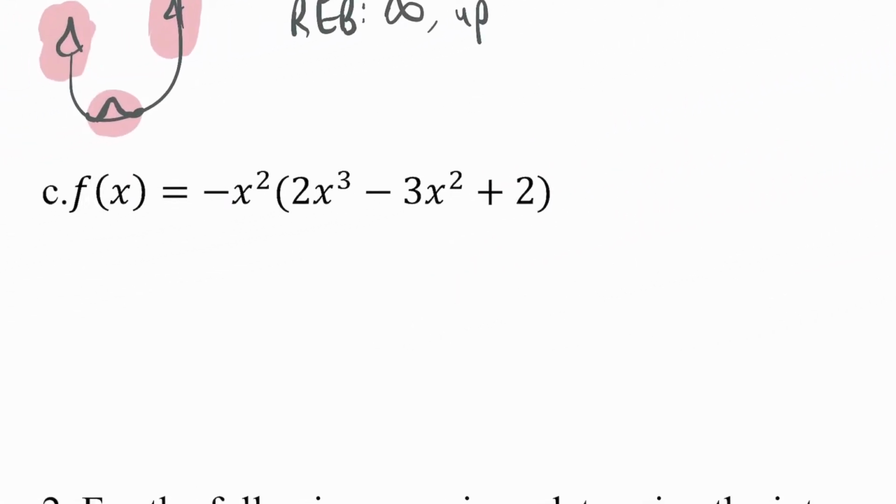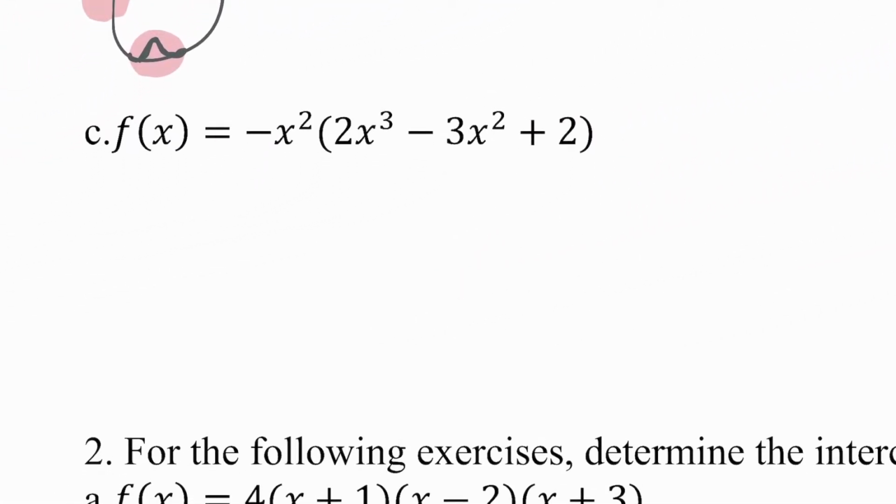Okay, part C. Here we have a polynomial that is not in standard descending order. This has been factored, so we need to distribute in order to figure out what the end behavior is. So I'll distribute this negative x squared onto all three terms, which you might wonder, is that really necessary? We'll address that in a moment. So negative 2x to the fifth plus 3x to the fourth minus 2x squared.